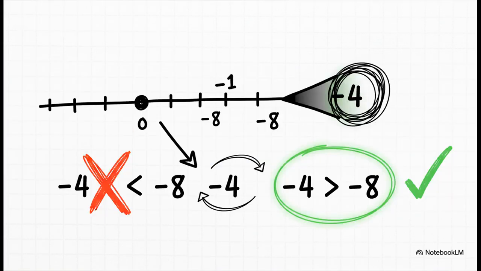Okay, with negative numbers, things can get a little weird. Think about a thermometer. Is -4 degrees colder or warmer than -8 degrees? It's warmer, right? It's closer to 0. So that means -4 is actually the bigger number. Wow. So -4 is greater than -8. So if we kept our old less than sign, our sentence would say -4 is less than -8, which is just plain wrong. To make it true, we have to flip the sign. The less than sign has to become a greater than sign.